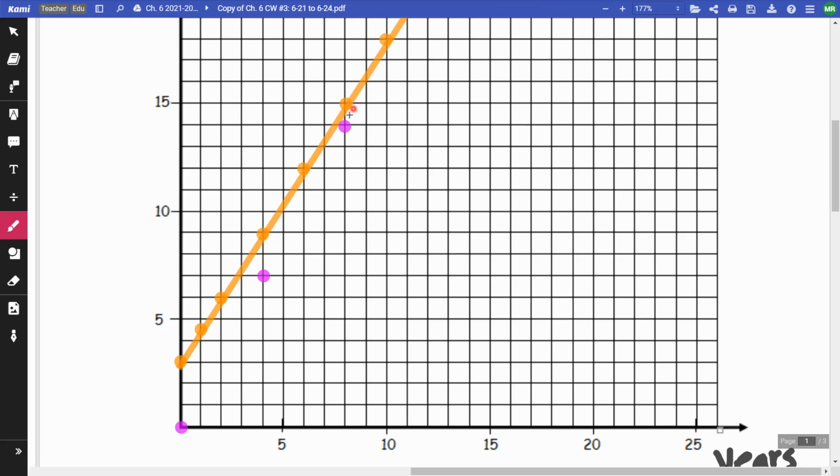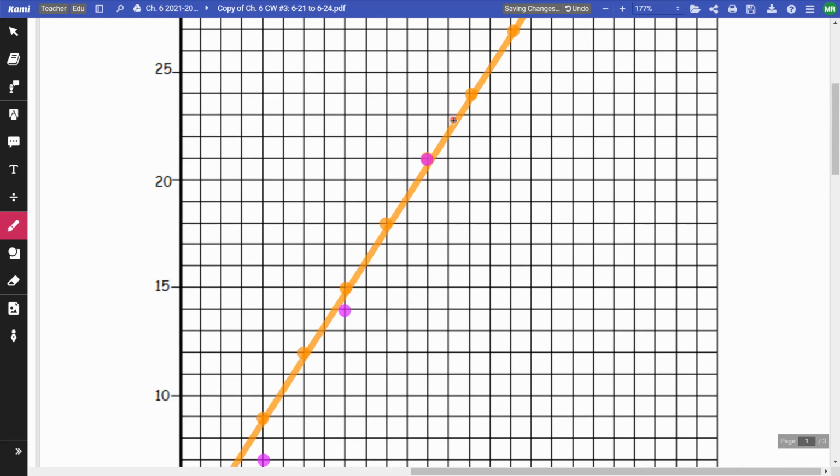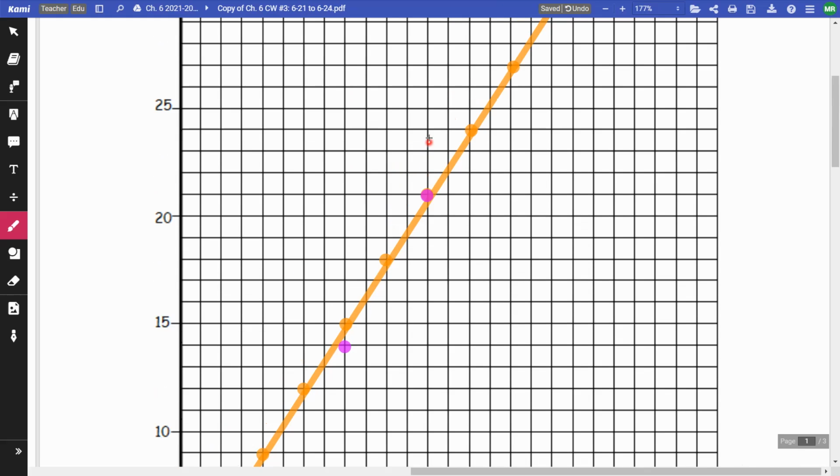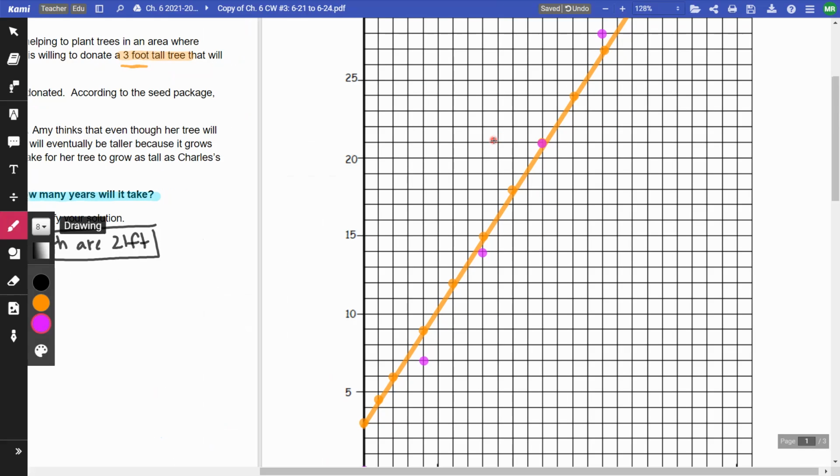You can see hers is below his still. 1, 2, 3, 4, 5, 6, 7. 1, 2, 3, 4. You see they meet. Let me just do one more. 1, 2, 3, 4, 5, 6, 7. 1, 2, 3, 4. Now it's above. And I'm going to connect those.